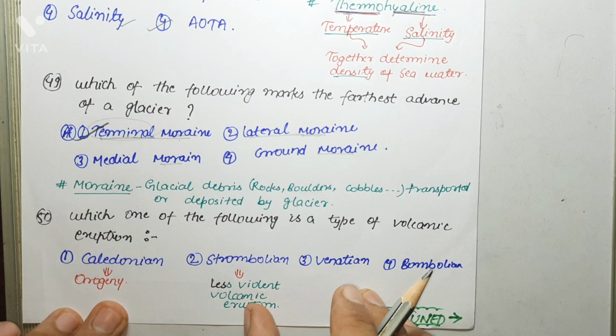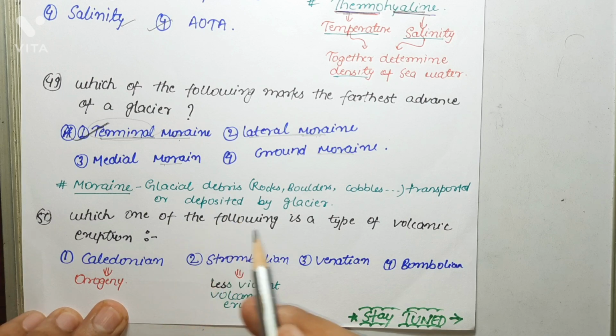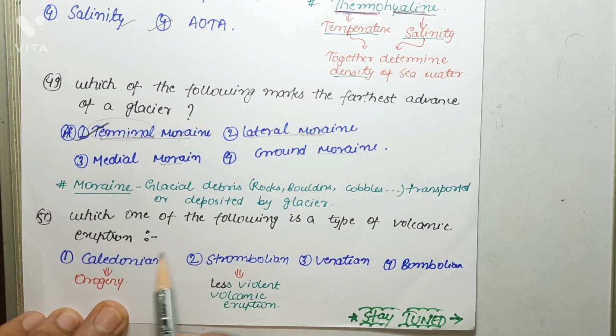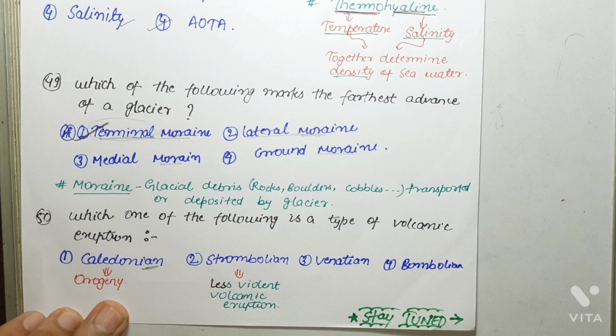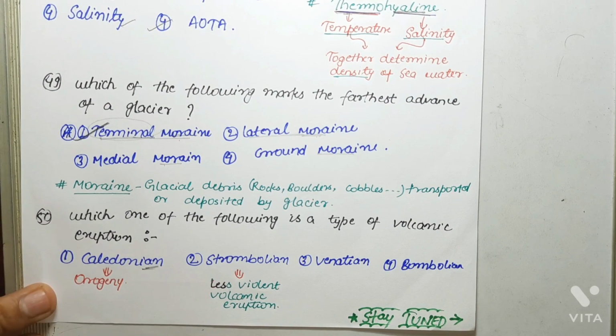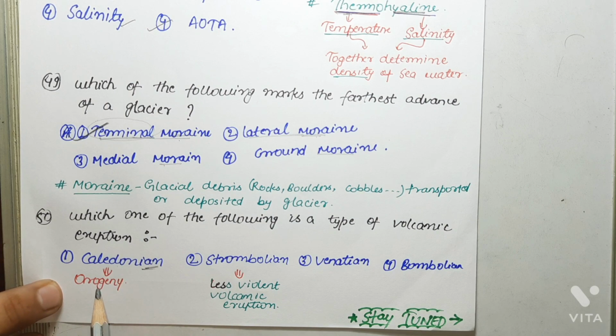Next question is, which of the following is a type of volcanic eruption? So to answer this question, you should know all these options. So first one is Caledonian. Caledonian is a type of orogeny. Okay, it is a mountain building process which affected the Caledonian geosyncline. So Caledonian is an orogeny and it occurs between the late Cambrian to the middle Devonian period.